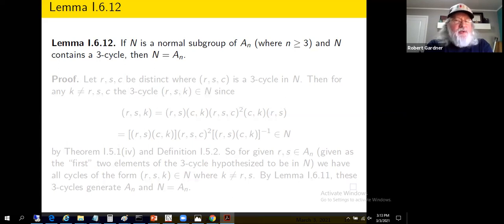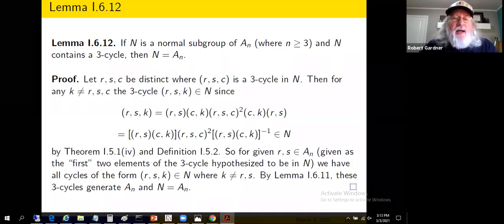So we're trying to ultimately show a lot of the A sub n's are simple. That is, if we take normal subgroups of those A sub n's, then they either equal the trivial group, they don't here because it contains a 3 cycle, or they equal the whole group A sub n itself. So if we can show that normal subgroups contain 3 cycles, then we're in business to use this result here and say that normal subgroup is not a proper subgroup. So that's why we're looking at this. Let's see what happens.